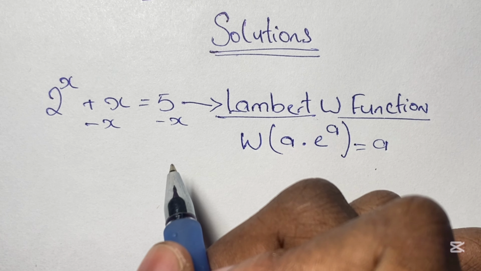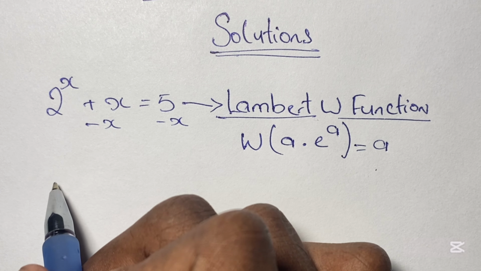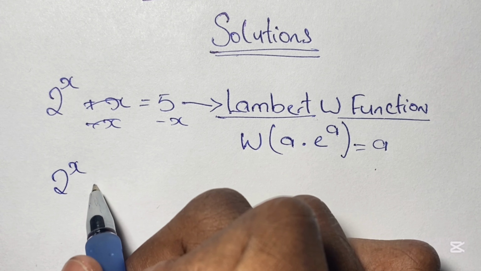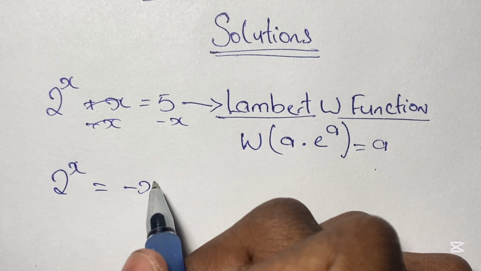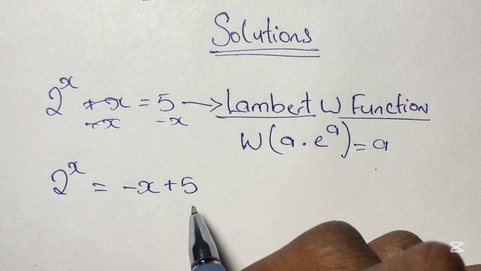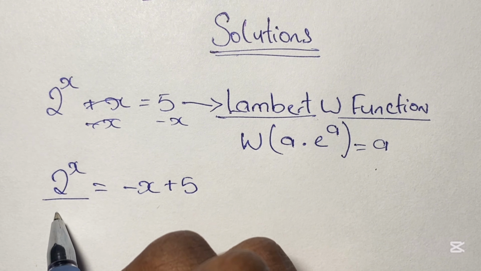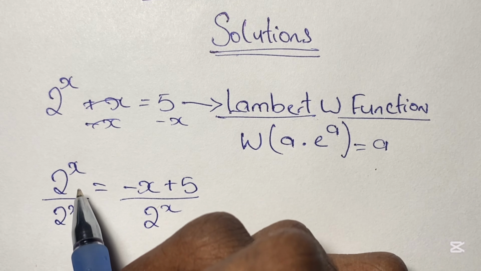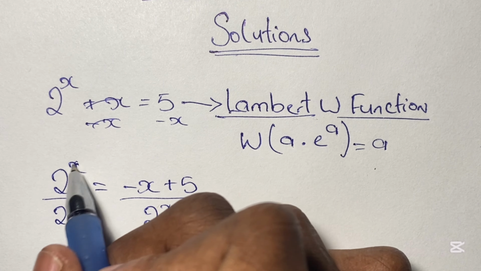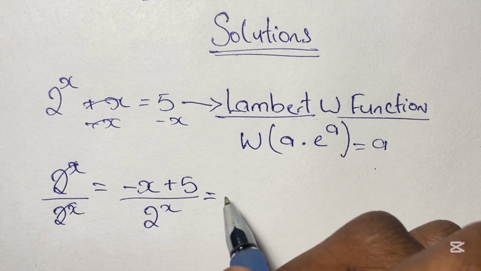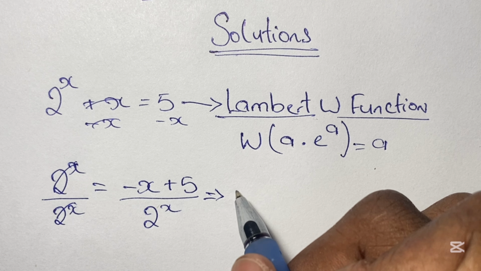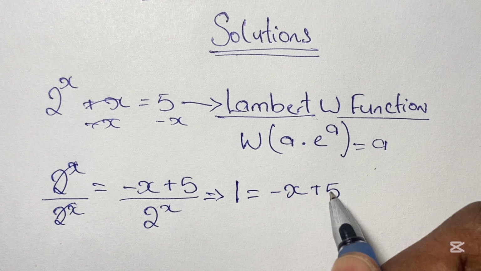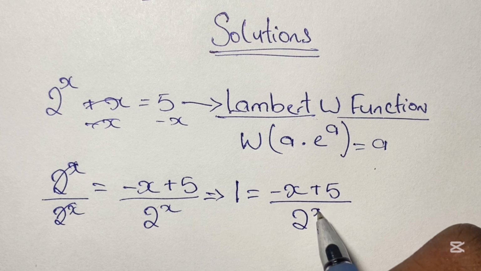We start by subtracting x on both sides of this equation, so that 2 to the power of x is equal to negative x plus 5. And then from here we divide both sides of this equation by 2 to the power of x. So 2 to the power of x over 2 to the power of x is just one whole, so we're just going to have that equal to 1. So this means that we can write our equation as 1 is equal to negative x plus 5 over 2 to the power of x.